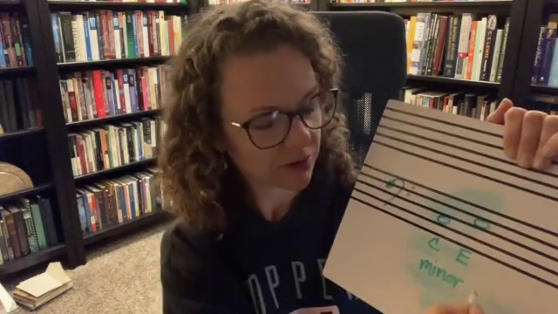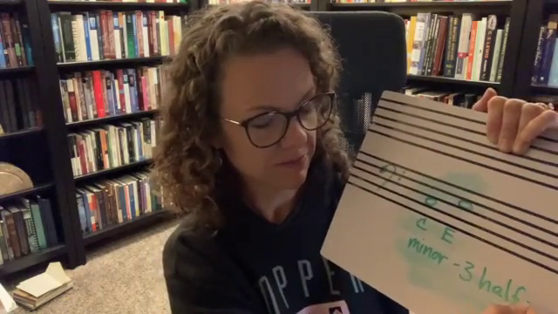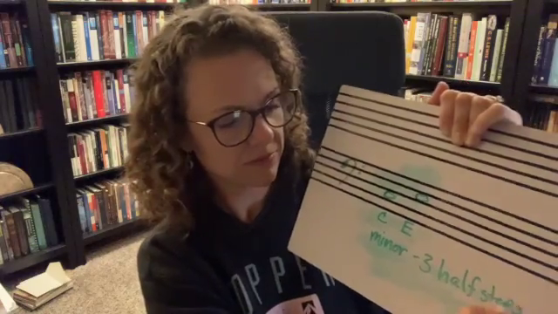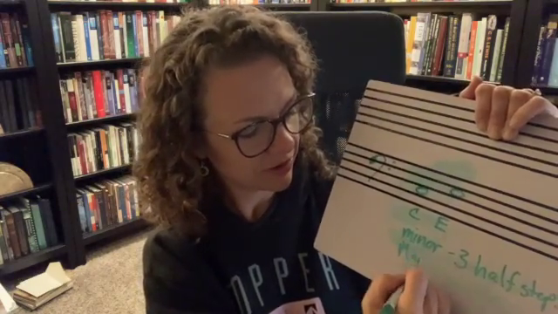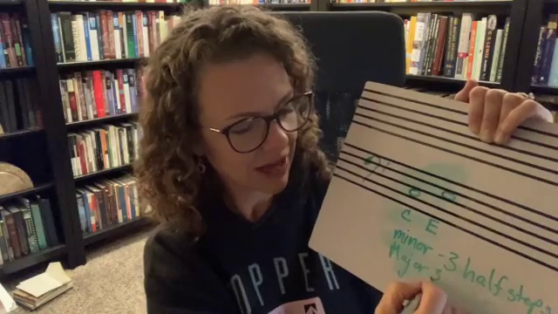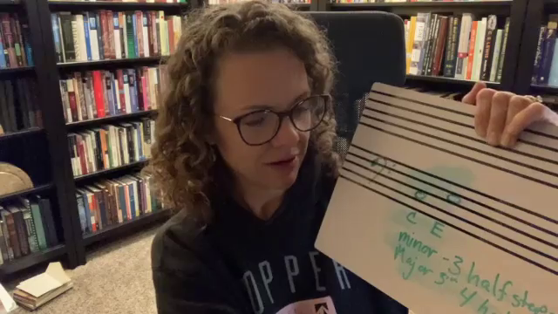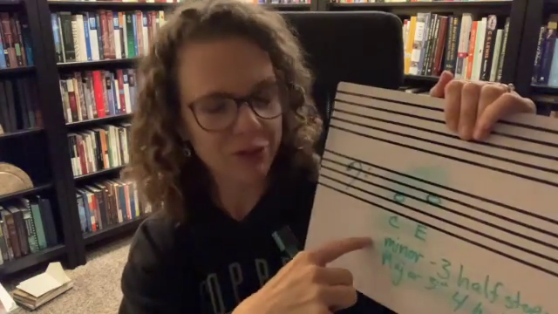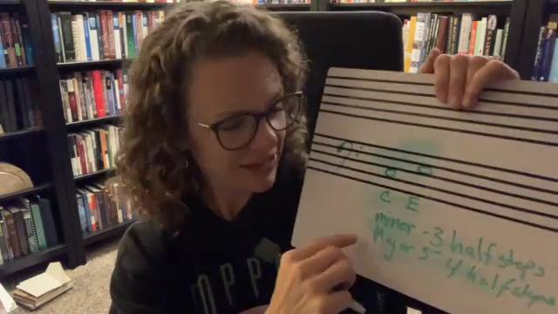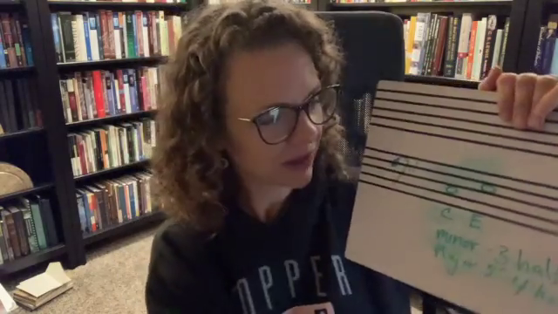Now, a minor third has 3 half steps. And a major third, you got it, has 4 half steps. Are you seeing a pattern here? Minor second, 1. Major second, 2. Minor third, 3. Major third, 4 half steps. Okay? So from C to E.